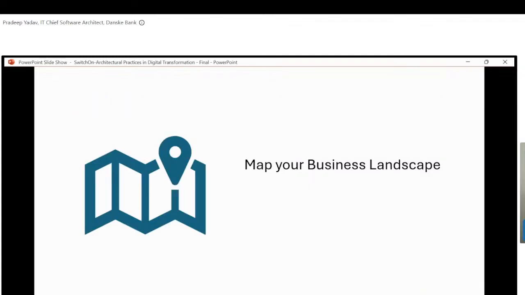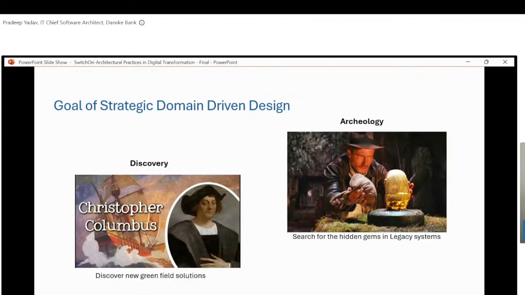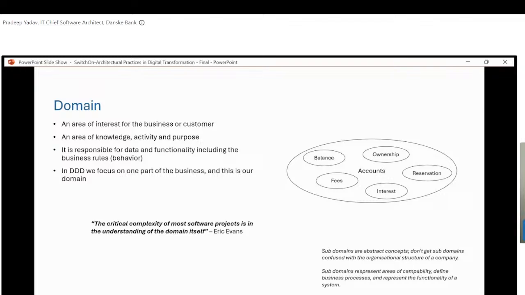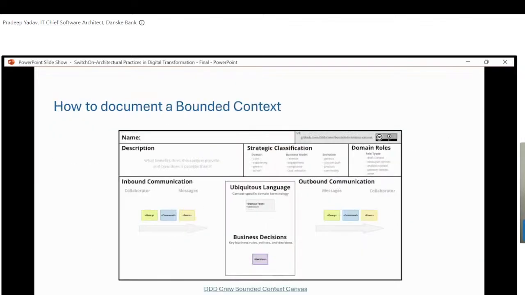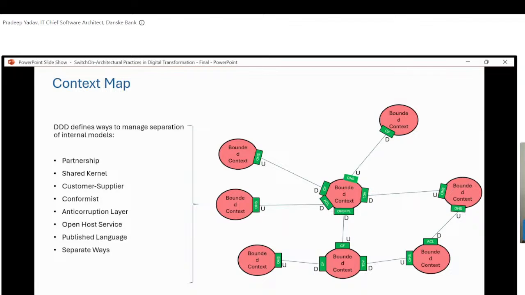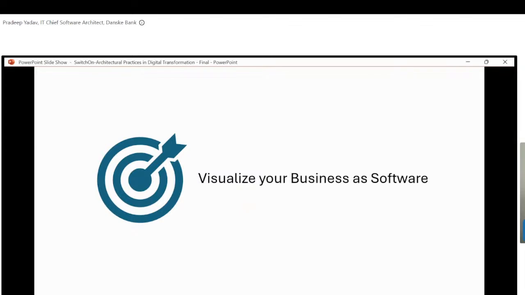And a few slides I have added on the business landscape: what we call the domain and subdomains, how the bounded context will look, how to document the bounded context with the bounded context canvas, and how to add the integration patterns between multiple bounded contexts, with the standard patterns which domain-driven design offers, and how to visualize this entire business as software.